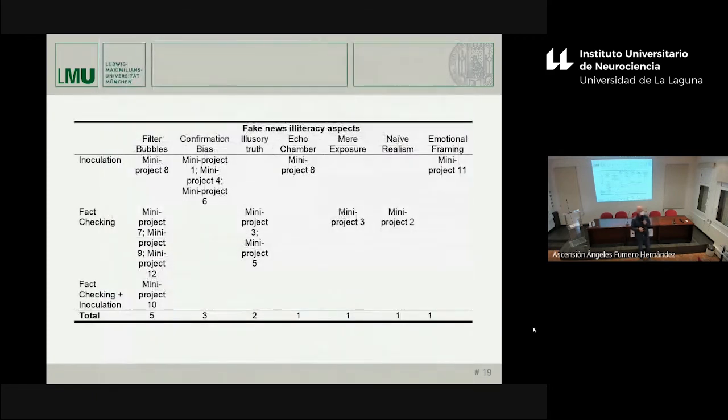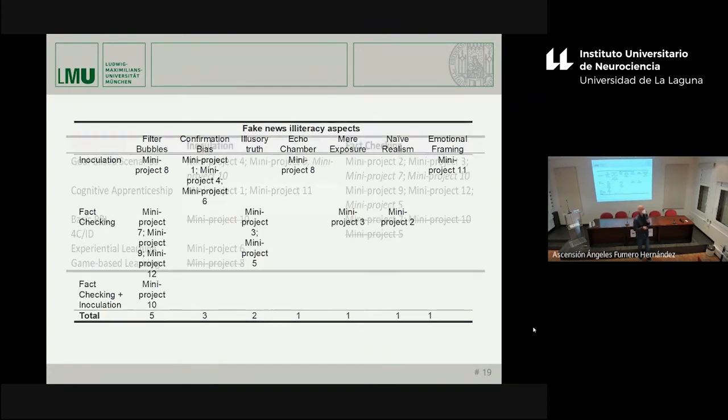And more in detail, for instance, in the first column, fact-checking and filter bubbles, we had, I think, most mini projects addressing filter bubbles as a bias with fact-checking. So this is where you can see some combinations were more frequent than others.